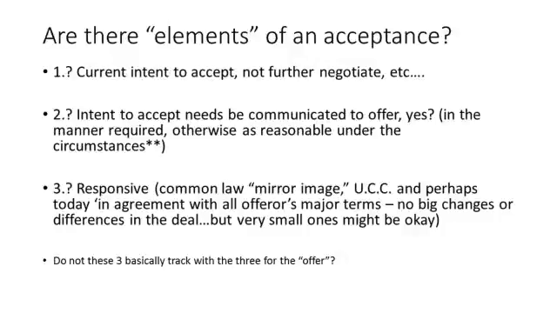Okay, let me end with talking about whether there are elements to acceptance. As you recall with the offer, the elements to offer were a current intent, has to be communicated somehow to the other parties who may or may not accept, and there has to be reasonable specificity of terms without a lot of glitches, holes, or blanks. If there are a lot of blanks or holes in a deal, it's probably an invitation to negotiate and not a currently intended offer. Not yet. Okay?